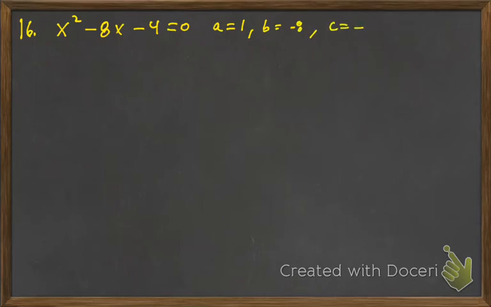So since it's just an x squared, the a is the coefficient on the x squared, it's 1. The b is negative 8. And the c is minus 4. The next thing we're going to do is move c. We're going to add 4 to both sides. So we have x squared minus 8x is equal to 4.